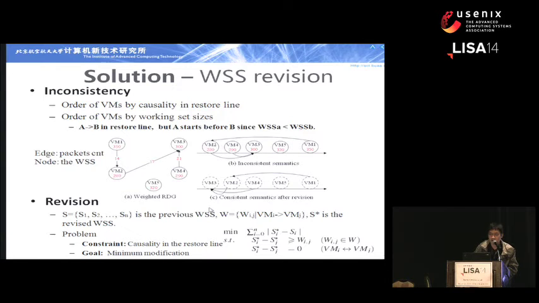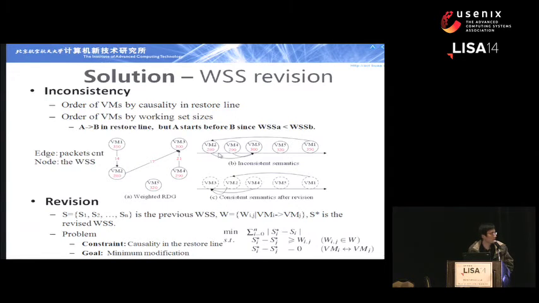Now we have two orders. The first order is the virtual machines ordered by the causality in the restore line. It is communication induced. And the second order is the virtual machines ordered by the working set size. But the two orders may be inconsistent. We use the weighted IDG to show the case. The node value in the weighted IDG is the size of the virtual machine.